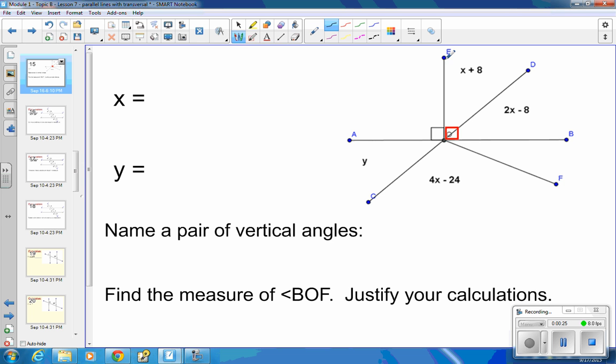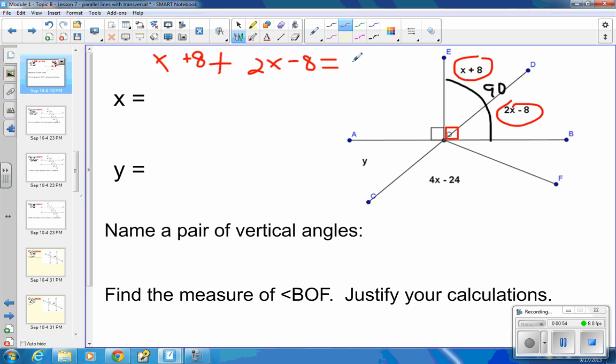So that means that this angle right here, from E to O to B, is a right angle, and it's 90 degrees. Which means that these two angles, this EOD and this DOB, are complementary. So I can write an equation, and my equation can be x plus 8 plus 2x minus 8, right? That's these two pieces here, this x plus 8 and this 2x minus 8. When I add them together, I should get the 90 degrees because they're complementary.